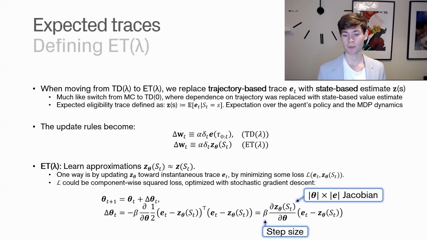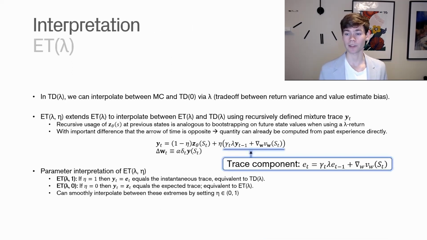And we want to now do something similar in the setting that we're currently in. So we want to have some sort of interpolation between this ET lambda algorithm that we found and then TD lambda, that is our starting point. And we can basically construct a new algorithm for this. It's also called ET, but it has eta as another set of parameters. So it extends the algorithm we just talked about to interpolate between these two extremes. And then it uses a recursively defined mixture trace, Y_t, to do this.